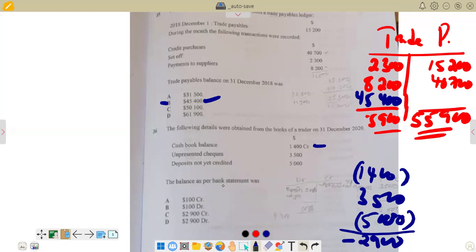And then the balance that is being asked for is the balance as per bank statement. The final balance that we are getting here is the balance as per bank statement, and it's a negative, which means it will be on the debit side of the bank statement. When it's a positive, it will be on the credit side of the bank statement. So this one is on the debit side, which is our negative 2,900, a debit. So we are saying D is the most appropriate answer.